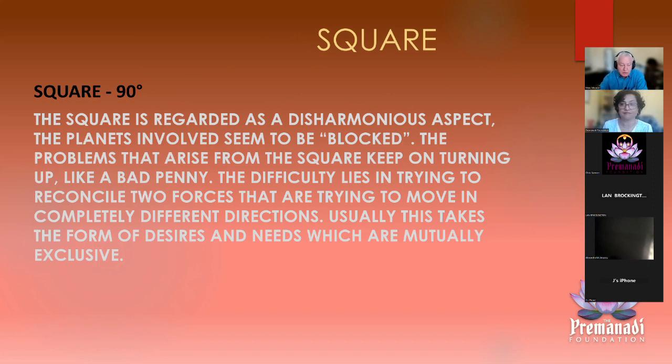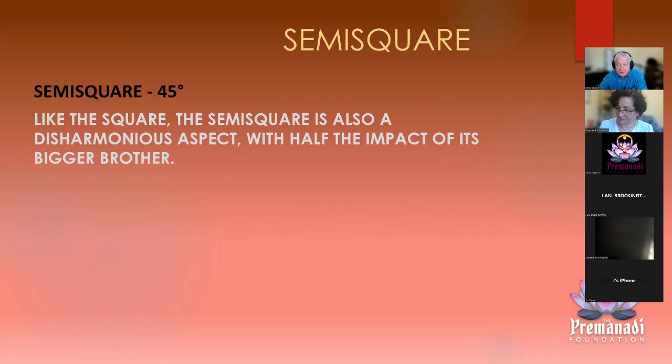That's part of your karma. Usually this takes the form of desires and needs which are mutually exclusive. You're not using the right tools for the right job, in other words. Using the wrong tool. Semi-square, the 45 degrees, is like the square, but the semi-square is also a disharmonious aspect with half the impact of its bigger brother, the square.